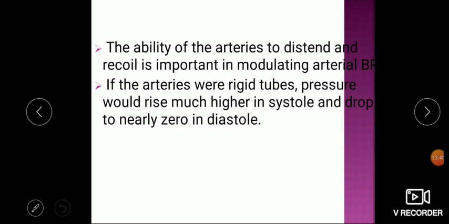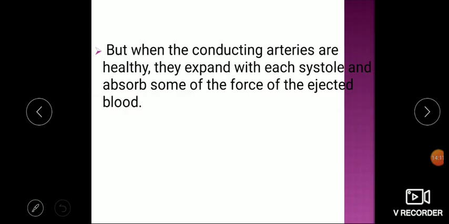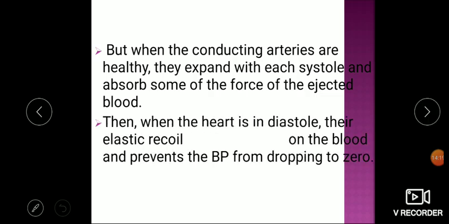When the heart is pumping, blood is going into the blood vessel. But what will happen now? Because of the elastic tissues, it will absorb some of the pressure. And when the heart is relaxing, even if the pressure in the ventricles is zero, it will not drop back to zero in the vessels because they are elastic. They will recoil back. When conducting arteries are healthy, they expand with each systole and absorb some of the force of the ejected blood.